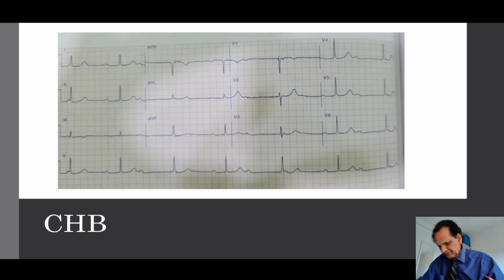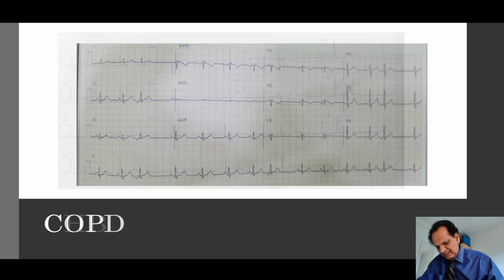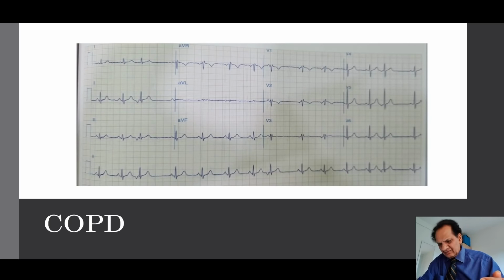Complete heart block. P waves and QRS are altogether different. So never forget this. Complete AV dissociation. COPD picture with cor pulmonale sort of thing. You can see them. For P waves I have shown you this picture. P's are pointed.